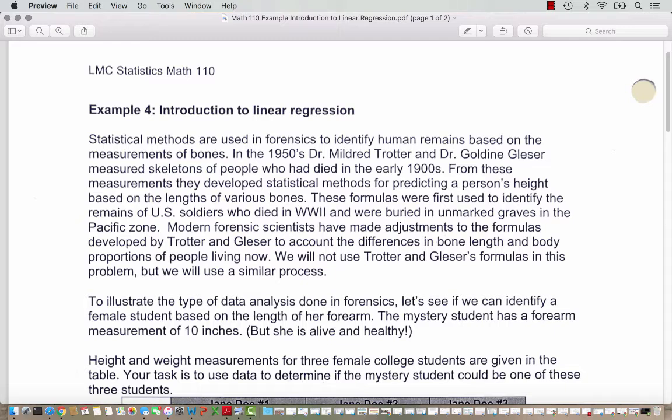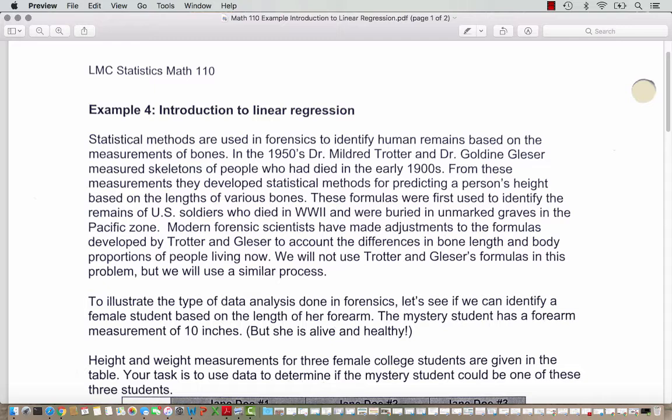These formulas were first used to identify the remains of U.S. soldiers who died in World War II and were buried in unmarked graves in the Pacific Zone. Modern forensic scientists have made adjustments to the formulas developed by Trotter and Glaser to account for the differences in bone length and body proportions of people living now. We will not use Trotter and Glaser's formulas in this problem, but we will use a similar process.